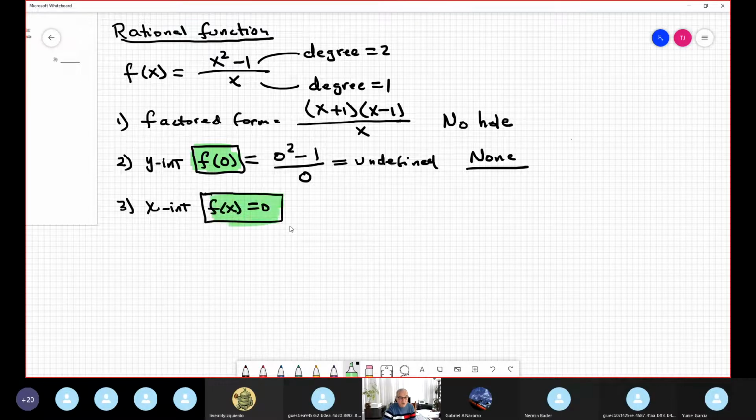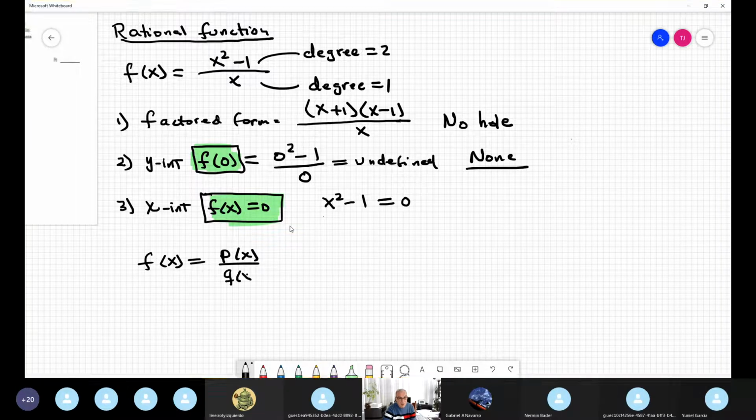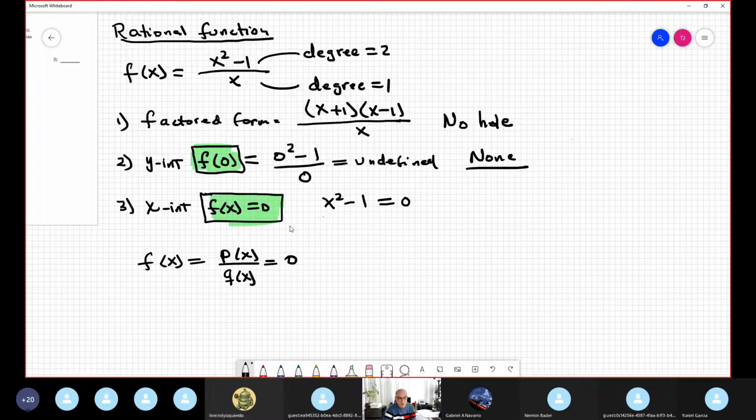Okay, it's easy because it's a rational. So you take the top part equal to 0, because f of x, you know, is equal to p of x divided by q of x. So you want to investigate when it equals 0, and that is when p of x is 0. I don't care about q. You focus on the polynomial on the top in order to find the x-intercept.